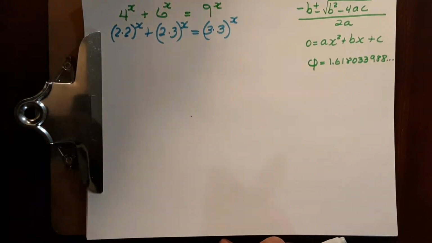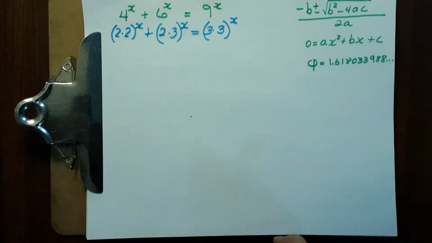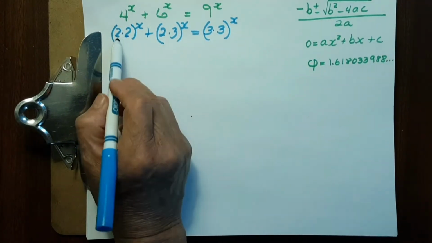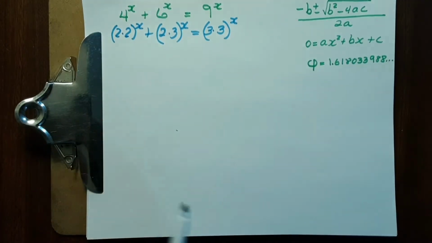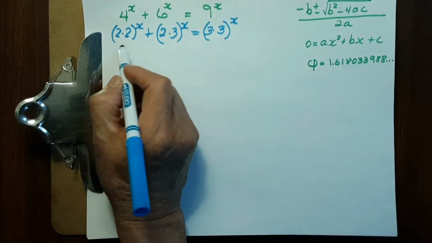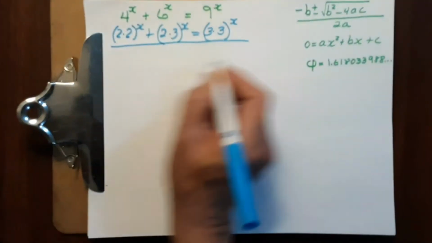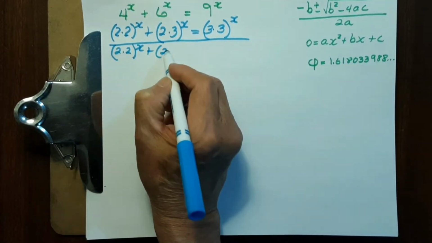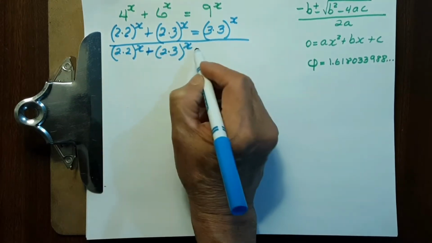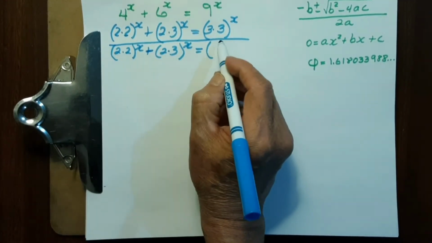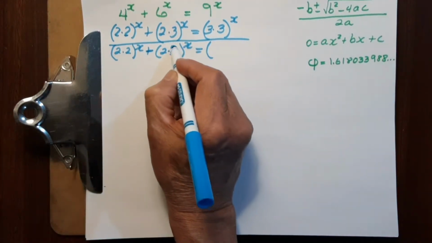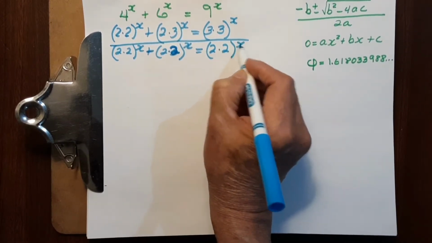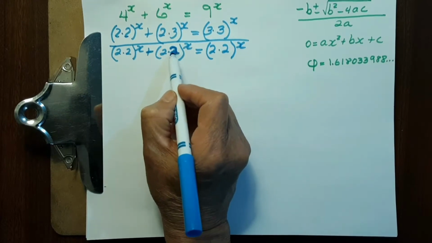Now, if we want to divide by a factor, because this factor is the easy one, we divide it by this factor, like this: 2 times 2 to the x plus 2 times 3 to the x equals... this has to be 2. 2 times 2 to the x. Okay? Sorry about this. This must be 2.